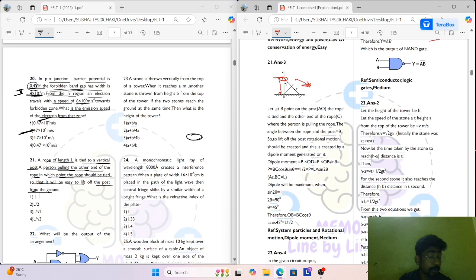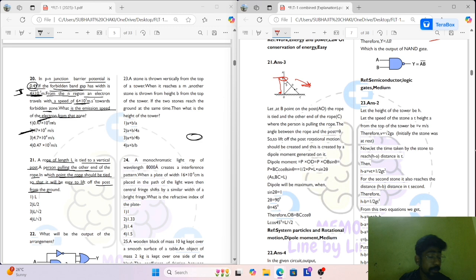So OB will be equal to BC cos theta, right? I already told you this here. What is the value of BC? BC here is L. So BC cos theta means L into cos 45 degrees. That means it will be equal to L by root 2. Option number 3 will be the correct option here.